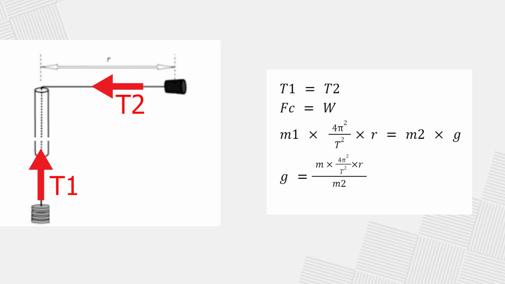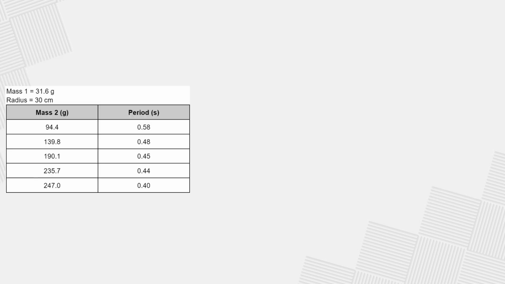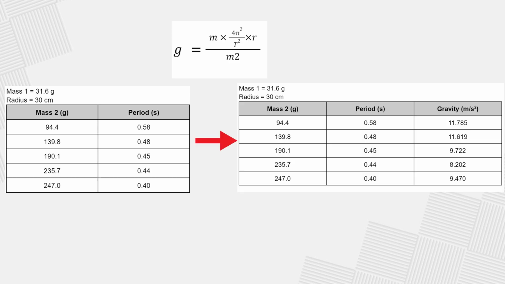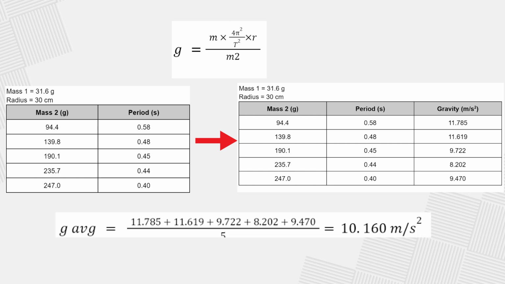From here, we can just simply input the formula for centripetal force and weight, and in the end, we'll get the formula for gravity, which is mass 1 times 4π squared per period squared times radius divided by mass 2. To find the gravity, we just need to input the data we already have from the experiment into the formula we just got, and after that, we have to find the average for the gravity, and in this experiment, we got 10.160 meters per second squared as the gravitational acceleration.